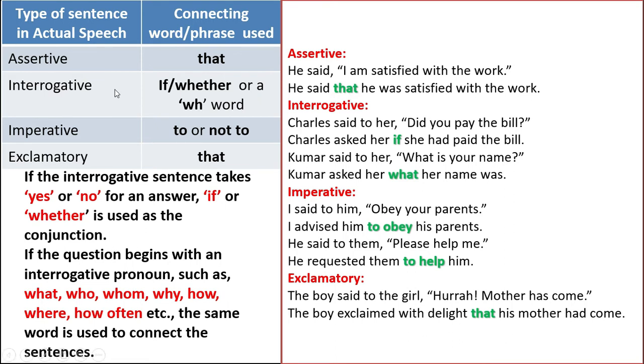Now with interrogative sentences, you need to sometimes use if or whether, sometimes a WH word. When do we do that? Let's look at this explanation part. If the interrogative sentence you have in actual speech needs a yes or no answer, if or whether is used. Either if or whether. Of course, if is a bit informal, whether is a bit formal. So you can use anything here.